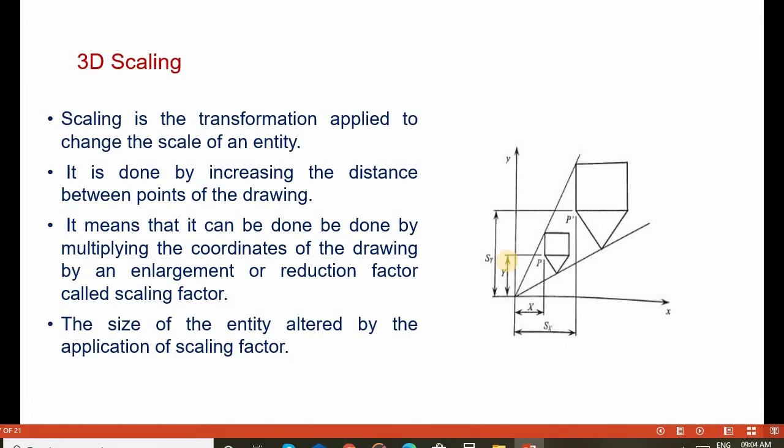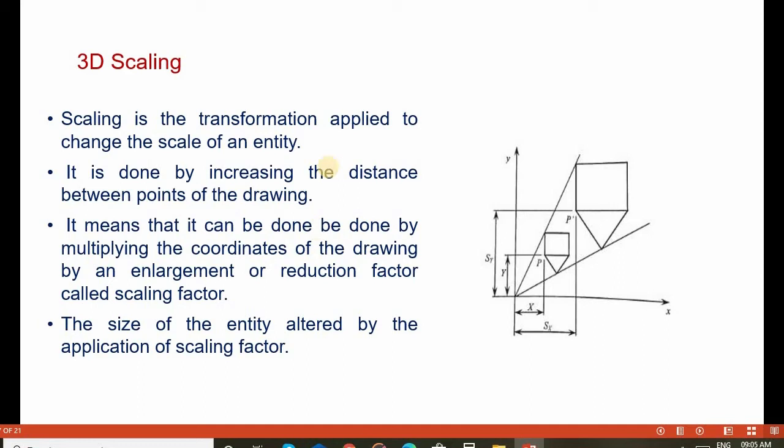Similarly, we can have 3D scaling. Here we have to consider three axes, x, y and z. The remaining procedure is the same as in 2D scaling. Scaling is a transformation applied to change the scale of an entity. It is done by changing the distance between the points of the drawing. By increasing the distance, we can enlarge the object. Simultaneously, by decreasing the distance, we can reduce the size of the object.